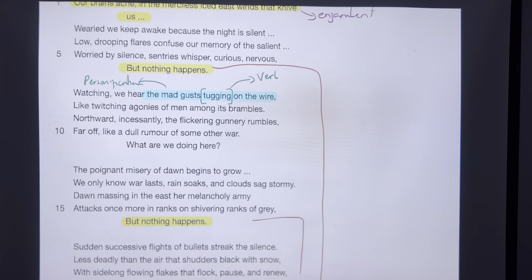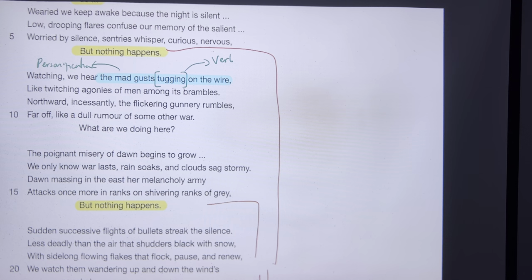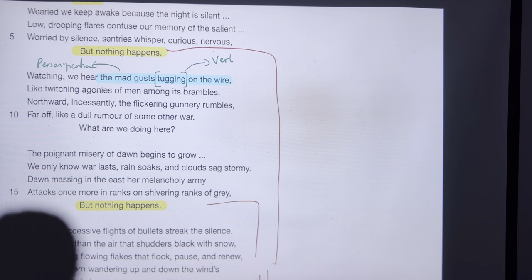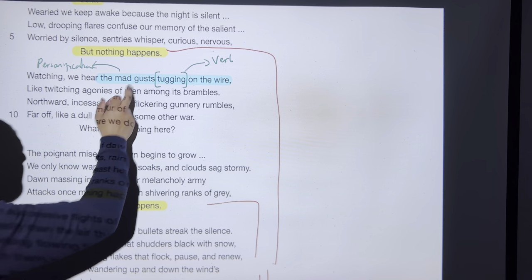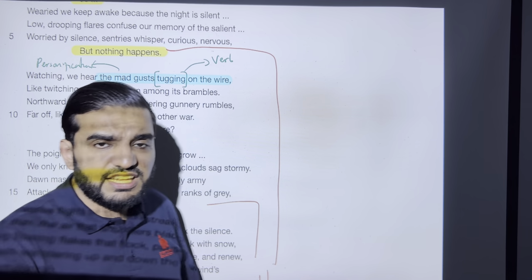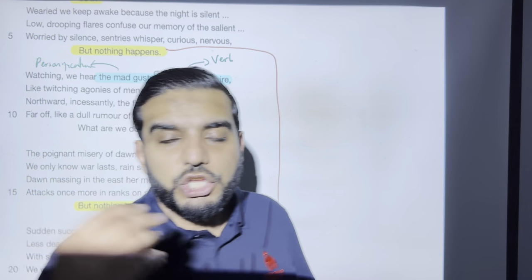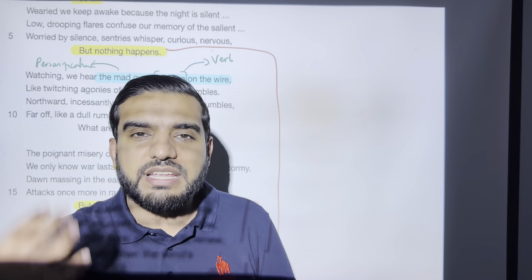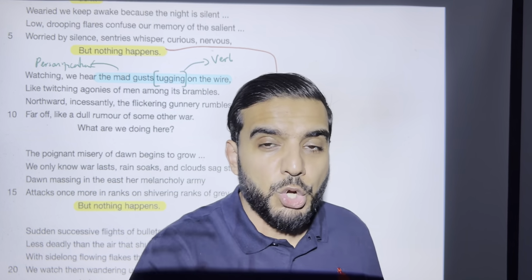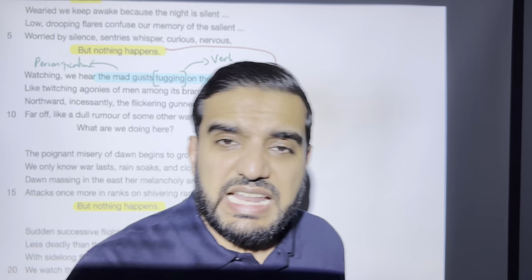And guys, "the mad gusts tugging on the wire." Things just get absolutely worse. But why is it important that the wind, the gust, is mad? Anger. You can link this to anger. Nature isn't happy with these people and what they're about to do. War and fighting and killing and pillaging.